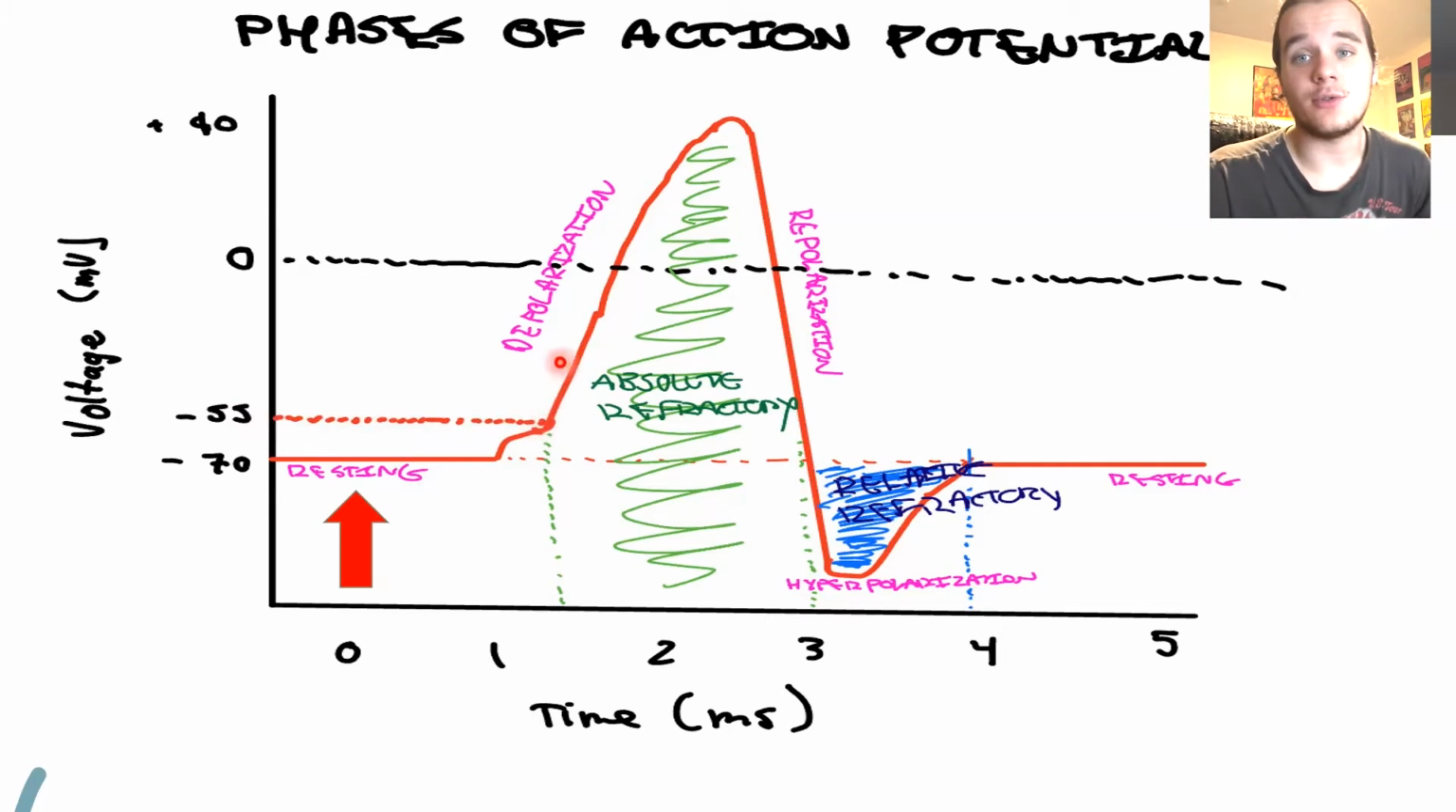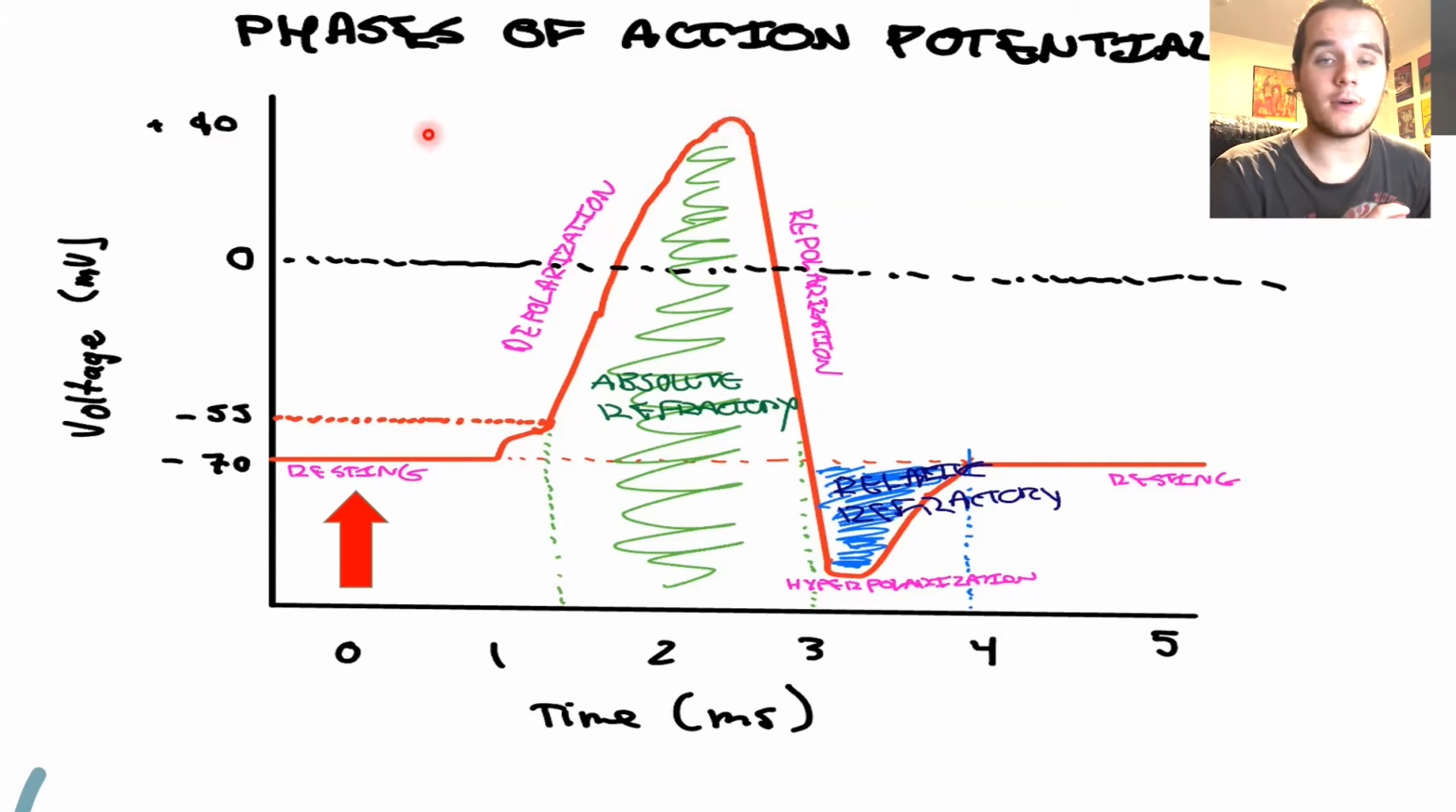Now, once that threshold is met, voltage-gated sodium channels will open. They will activate. And when that happens, if we think back to our resting membrane potential, sodium is going to want to rush in, because there's a lot more of it outside of the cell than there is inside. So there's a large driving force on that sodium. When that happens, it's going to drive the voltage of the membrane up to around positive 40.